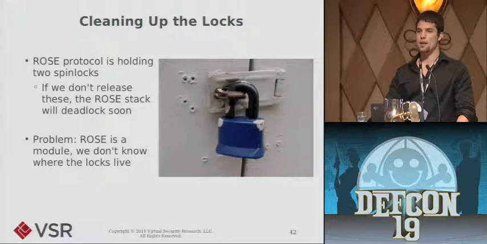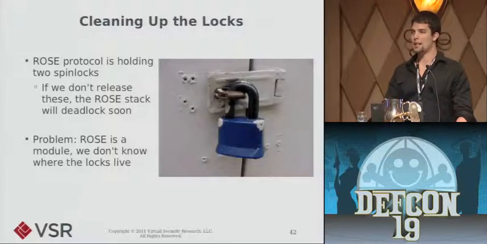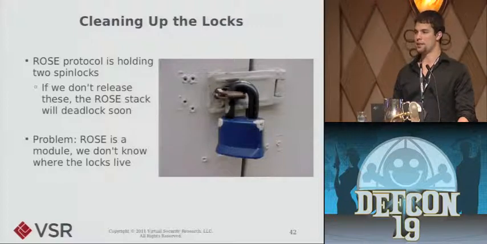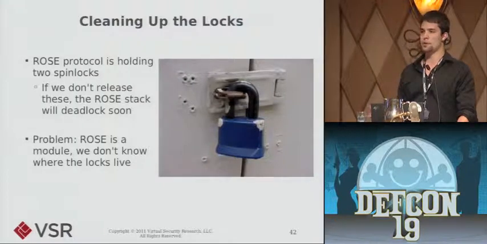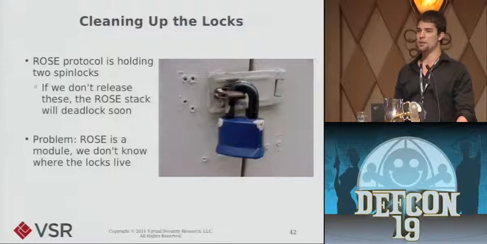The first bit of cleanup I needed to do has to do with some locks. So at the time of the exploit, the ROSE protocol was holding 2 spin locks just for mutual exclusion purposes. And if we just carried on as if nothing happened, then the ROSE stack would actually deadlock and the kernel would lock up. The problem here is these spin locks live inside the ROSE kernel module, which is loaded at runtime, so we don't actually know where it is.